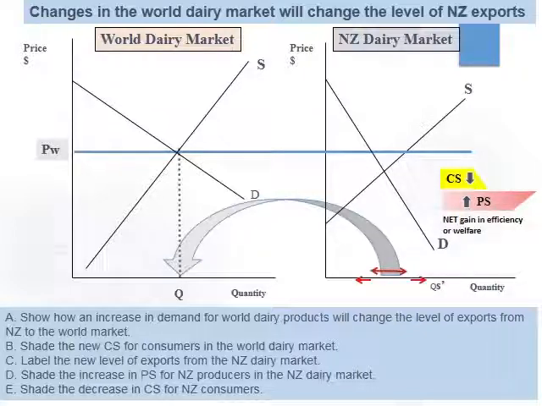Even though quantity demanded will decrease in the New Zealand market because the price is higher now, quantity supplied will increase by New Zealand producers. And we now have a surplus, but that surplus is not a problem because that surplus will be exported to meet this demand here.